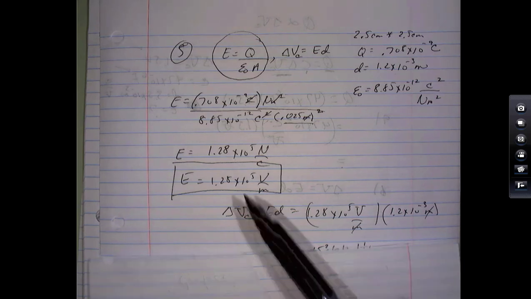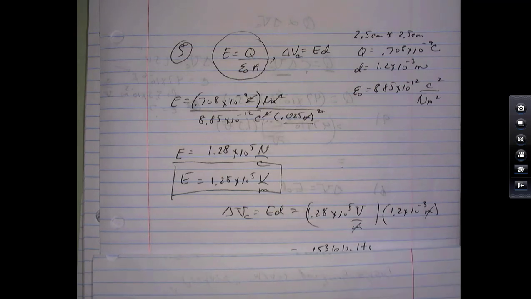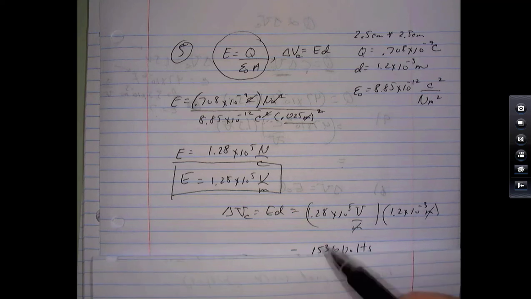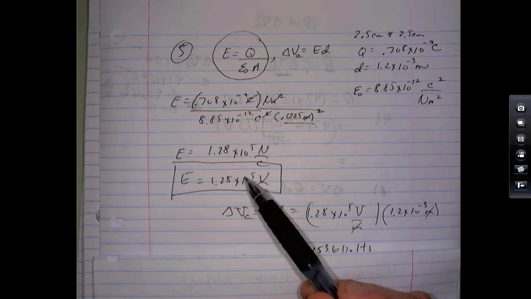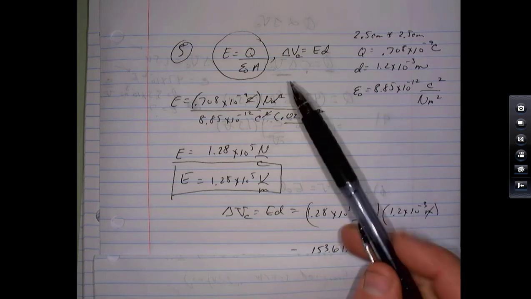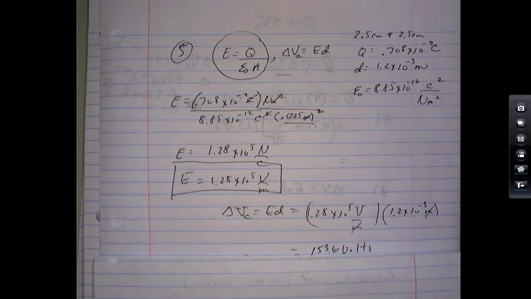Now if you make the plate separation larger, the electric field doesn't change. There's no plate separation in this formula. Just keep that in mind when you do part C. Don't be surprised if you get the same number. But you will, because the plate separation is not in this formula here.